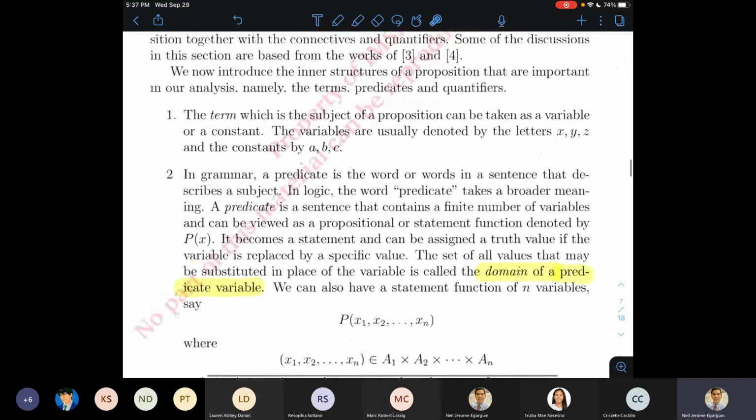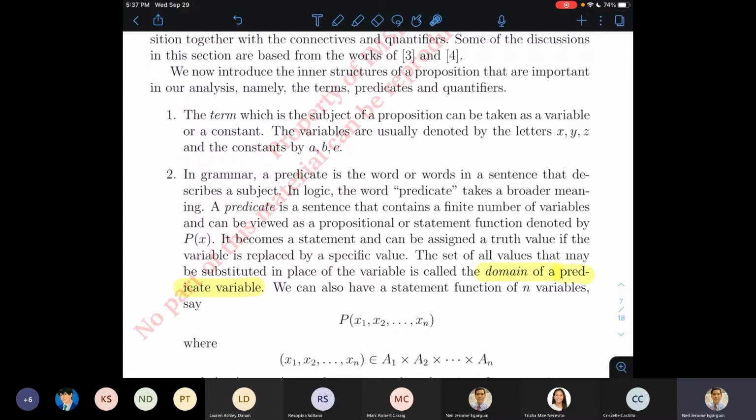The first one is the term or the subject. So, siya yung simuno ng pangungusap. So this is what is being described by the proposition, or dito nag-a-apply yung isang proposition. Now, the term could be a variable or a constant. Pwedeng sabihin na lang natin halimbawa, Jose Rizal is a national hero. So this proposition is very specific. It only applies to Jose Rizal. So you can think of the term or the subject of this proposition to be Jose Rizal.